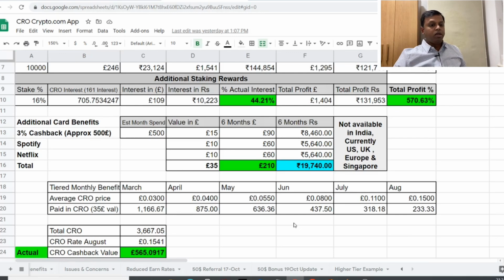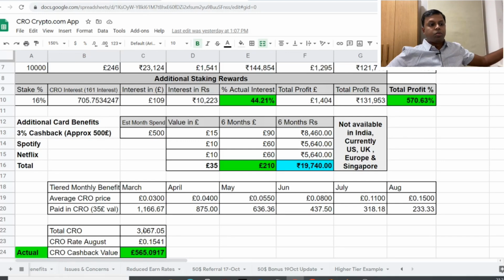Now, if anybody is spending this card in US and UK or Europe, you will get that 35 pound cashback, but you will get a lot more CRO because the price has come down. So again, the same concept. That CRO, if you keep it and if you wait till the price increases, it's going to go up automatically. So which essentially means that you would have got a total of 3,677 CRO, which is 210 pounds worth if you had bought it at that point of time.